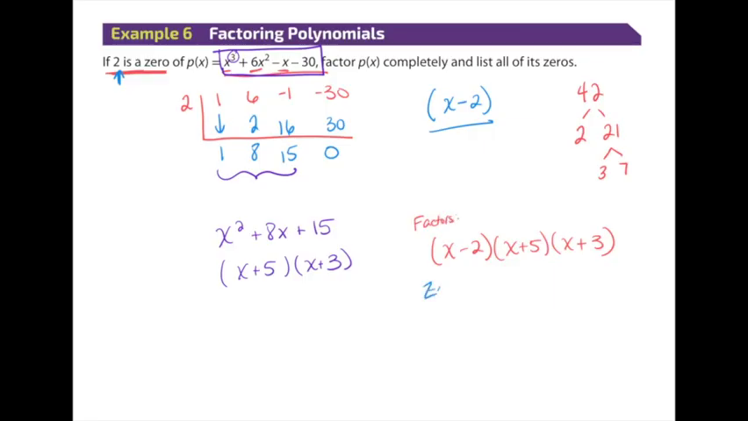My zeros then would be what makes each one of these guys 0. They gave me 1. That's the 2. What's my next one? What makes this 0? -5. What makes this 0? -3. All right, so your factors will always be x minus the 0, okay? So they will give you 1 0. You can use that to divide it down and then do something that is factorable. So you can use synthetic division to factor a polynomial.